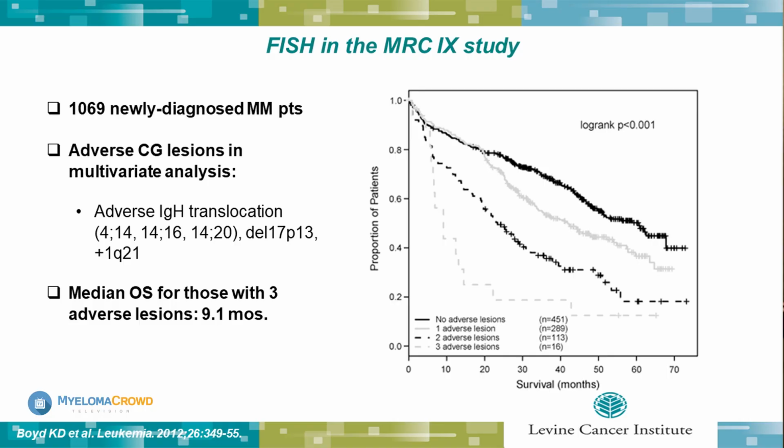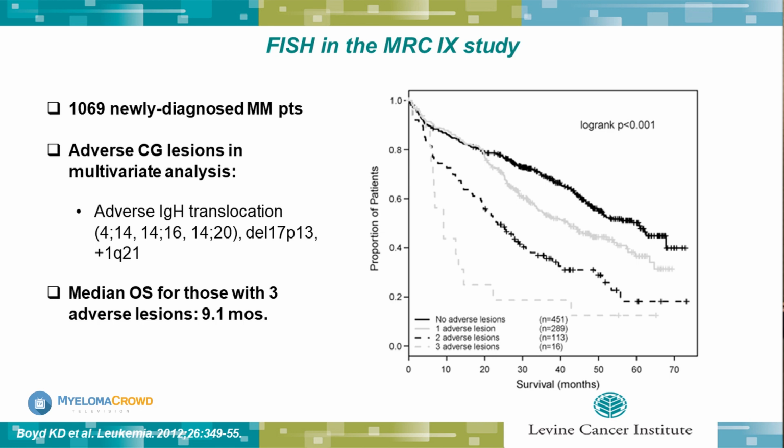So high-risk chromosome abnormalities are important, but one of the take-home points that I want you to have here is that it's not just a single high-risk abnormality that's important. It's an accumulation of multiple high-risk abnormalities that's absolutely critical. So this is data from an older MRC study, the MRC IX study, and they looked at the high-risk IGH translocations, t(4;14), t(14;16), t(14;20). They looked at deletion 17p, and they looked at gain of 1q.